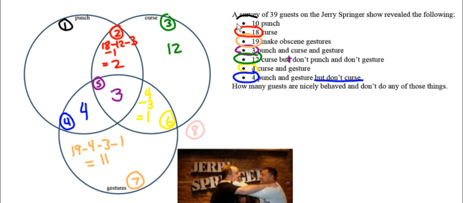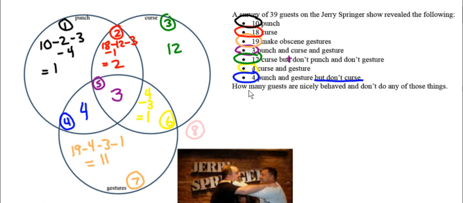Now, lastly, 10 people punch. So all of the punch circle has to equal 10. So this section here, which is punch only, you have to subtract the 2, subtract the 3, and subtract the 4, and that makes 1. So that means one person only punches. So for the 10 people that punch, the entire punch circle needs to make 10. So 1 plus 4 plus 3 plus 2, that makes 10.